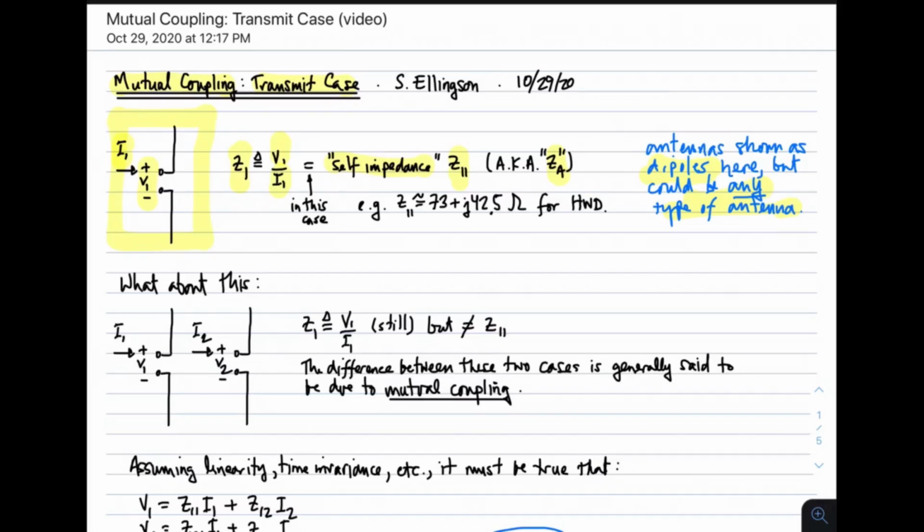And just to bring some reality to this, the self-impedance of a half-wave dipole, you already know to be 73 plus j42.5 ohms, at least at the frequency at which a dipole is a half wavelength long.